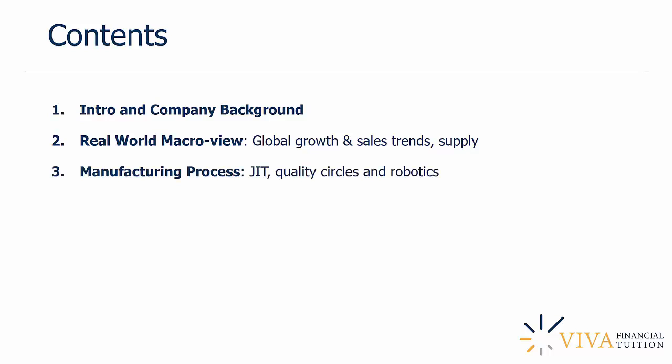Section 3 then will look at the manufacturing process, a very, very important part of this industry. Lots of innovations came from the manufacturing process in the car manufacturing industry. We're going to look in particular at the just-in-time idea. We're going to look at quality circles, which are mentioned in the pre-scene as well, and also at robotics, which is absolutely essential.